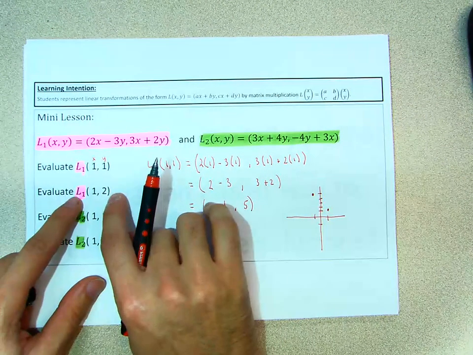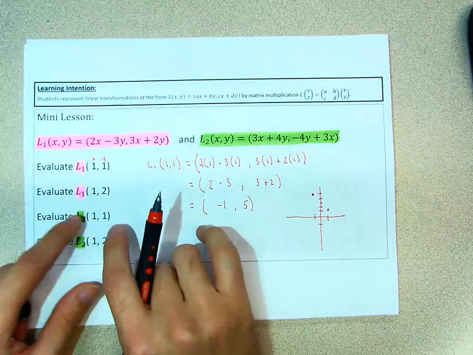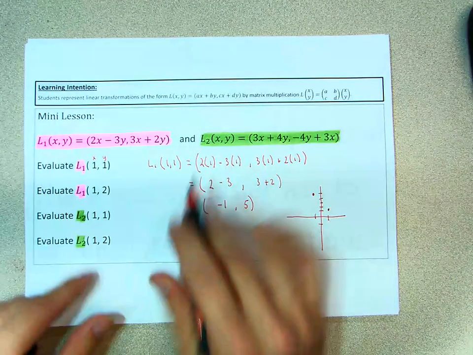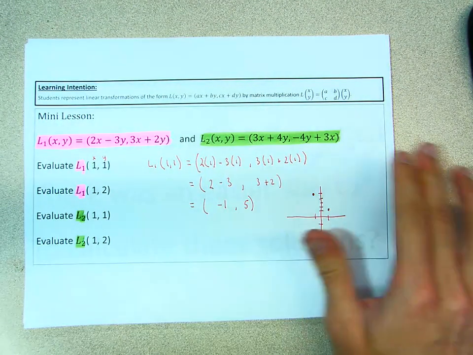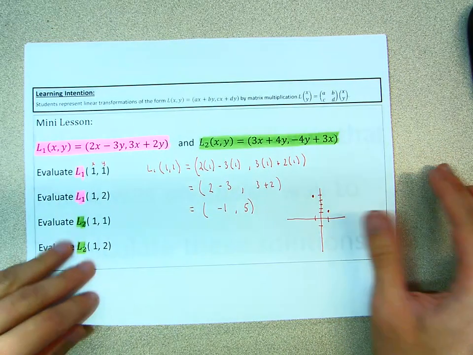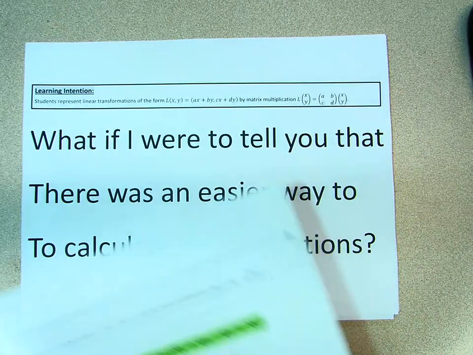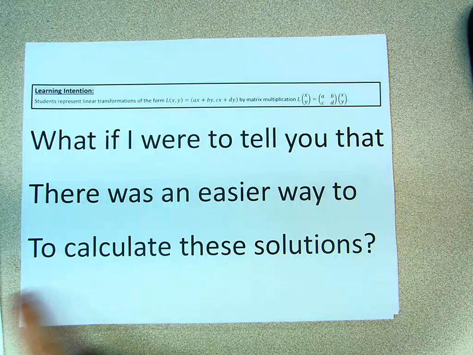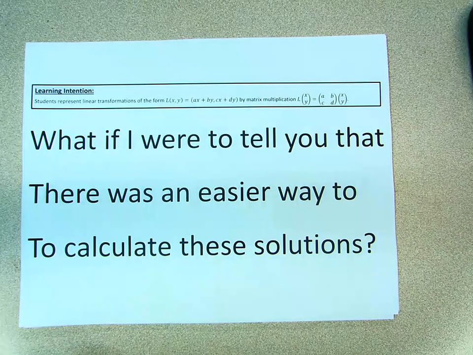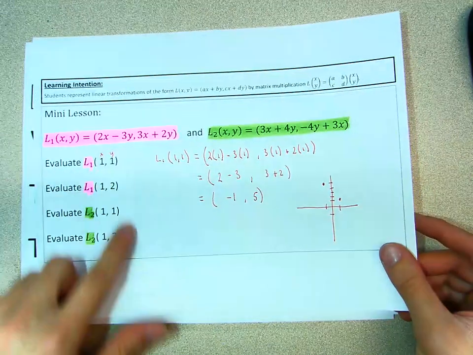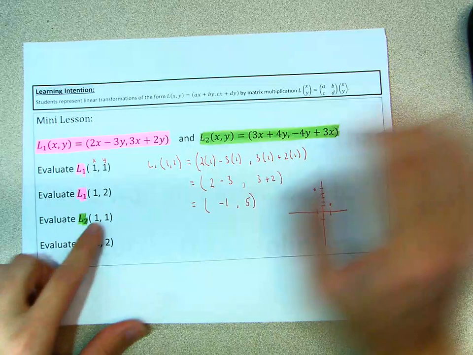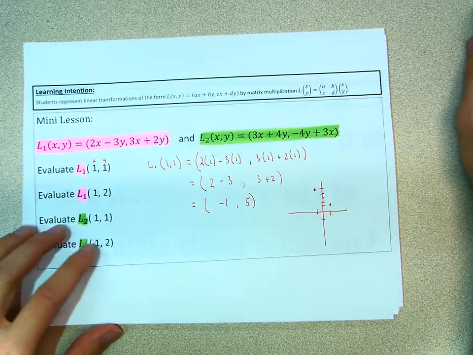So what I'd like you to do is try and do it for this L1 at (1, 2), and at (1, 1) and (1, 2) for L2. Okay? Once you have all that, the idea is, what if I were to tell you there was an easier way to calculate these solutions that you got over here? Okay? Actually, let me pause the video. I didn't do the calculations real quick.